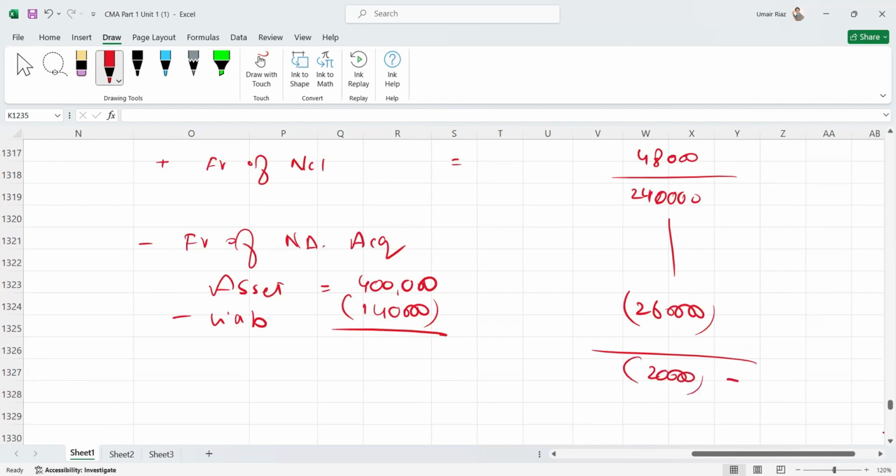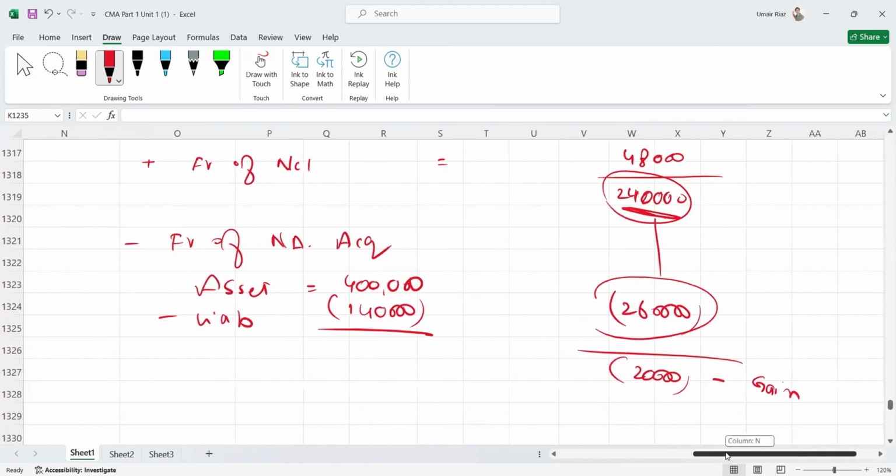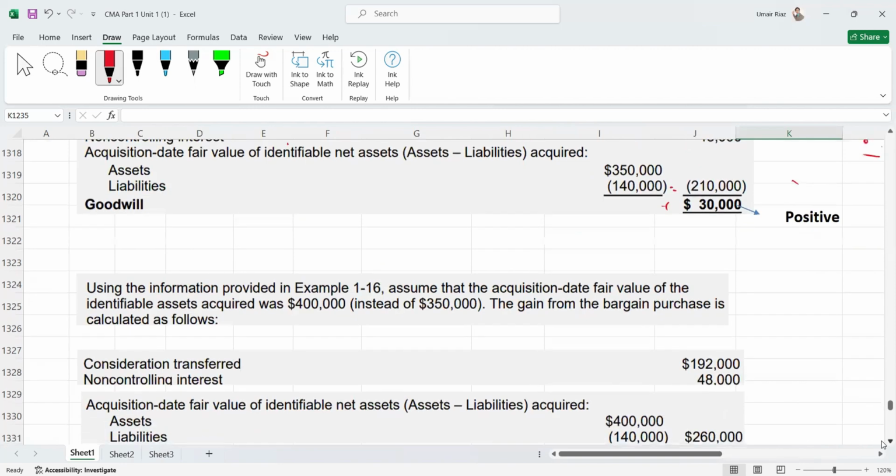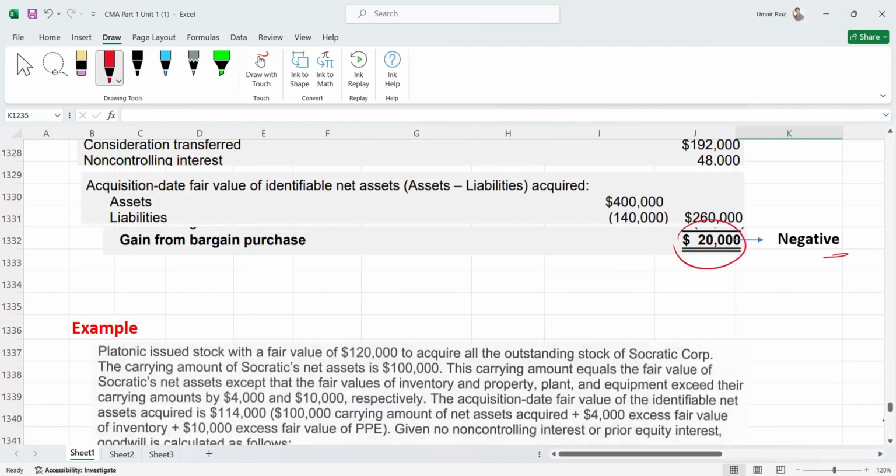This 20,000 negative is called gain from bargain purchase because whatever you are paying, let's assume this is what you have paid for this asset. So you have paid less now. In goodwill you paid more, but here you are paying less. So that's why it's called gain from bargain purchase. And this gain from bargain purchase, 20,000 negative, you will reflect in the consolidated income statement. Okay, I hope it is clear.